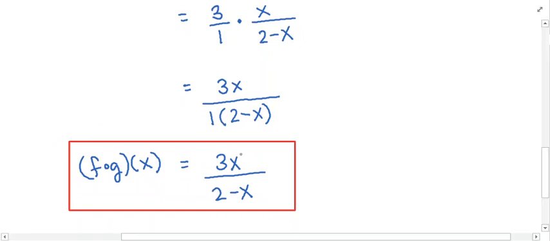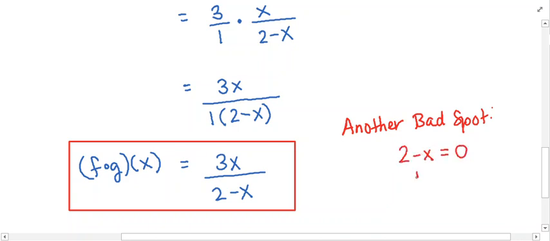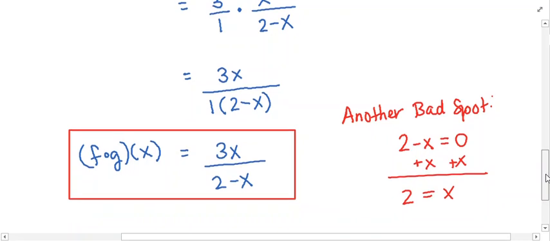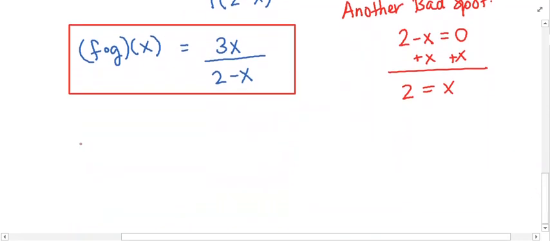Okay? So when you look at this, to find another bad spot, you can either eyeball it, you can look at this and see what you plug in for x to make the denominator 0. But another bad spot, you're going to get it by taking the bottom and setting it equal to 0. Okay, so if you solve this, you're going to get that your other bad spot is x equals 2. Okay, so you have two bad spots here.